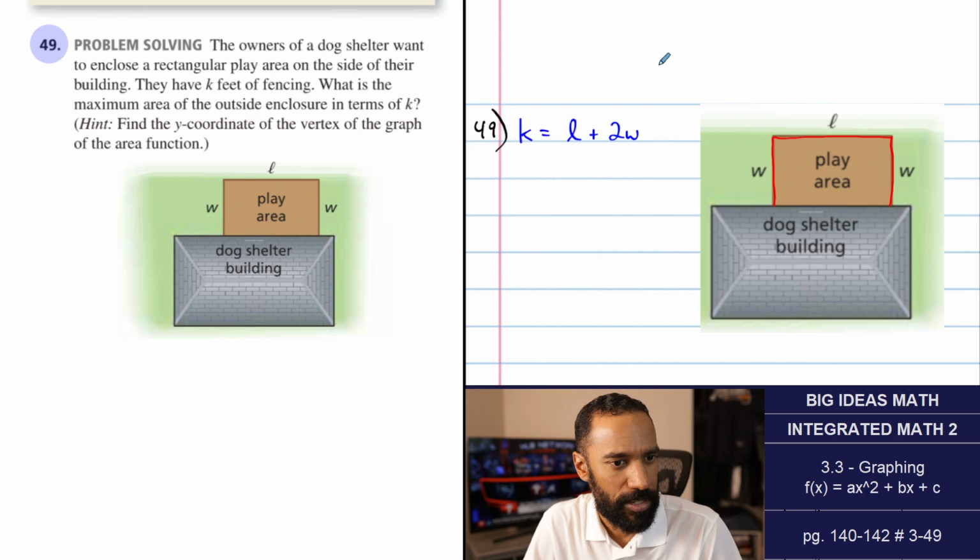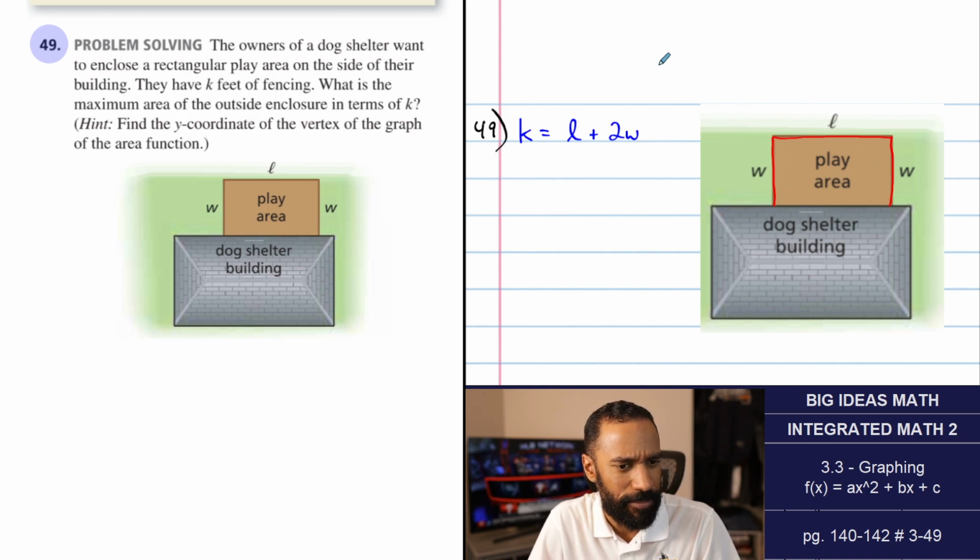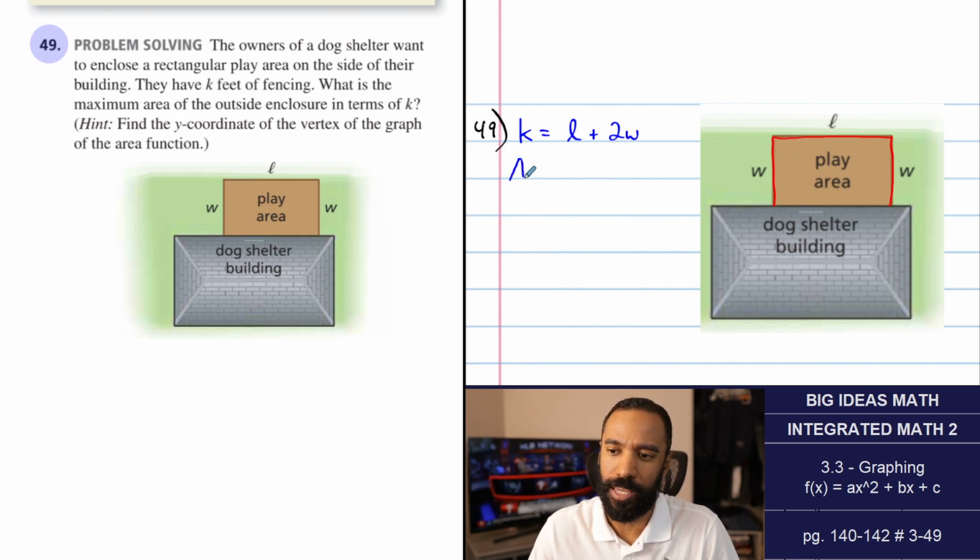Now, how do I use that? Let's see. Find the y-coordinate of the vertex of the graph of the area function. Oh, yeah. Okay. So the area is length times width, right? Length times width.